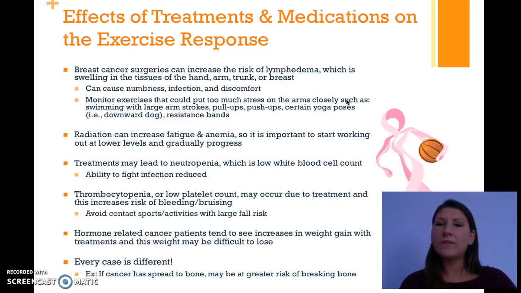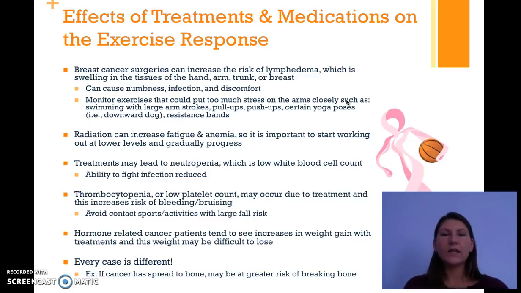The effects of treatment and medications on the exercise response. Breast cancer surgeries can increase the risk of lymphedema, which is swelling in the tissues of the arm, trunk, breast, or hand. And this can cause numbness, infection, and discomfort. So activities using the upper extremities, and that might put too much stress on the arms, such as push-ups, pull-ups, ellipticals, swimming with large arm strokes, all of these will want to be monitored closely and modified.